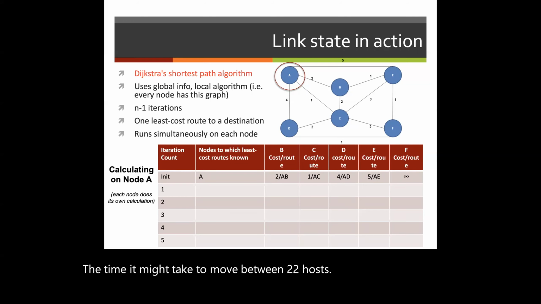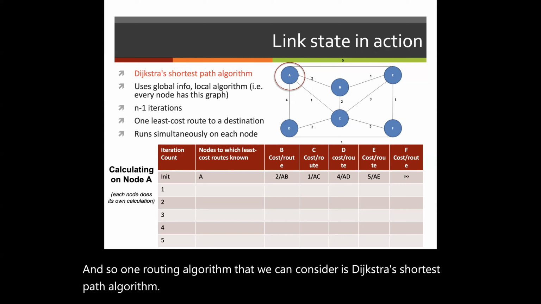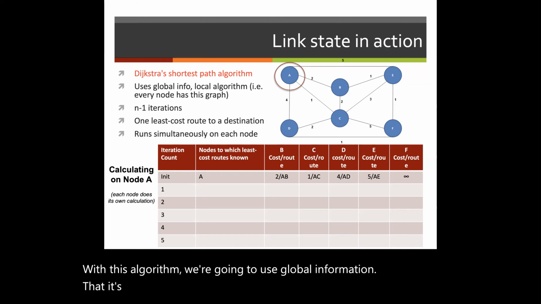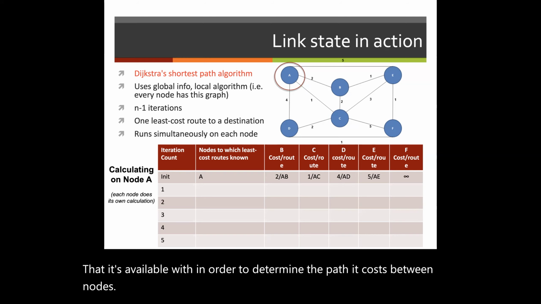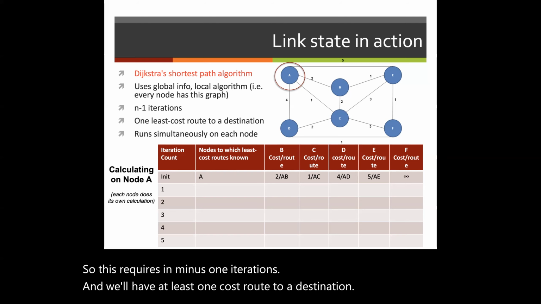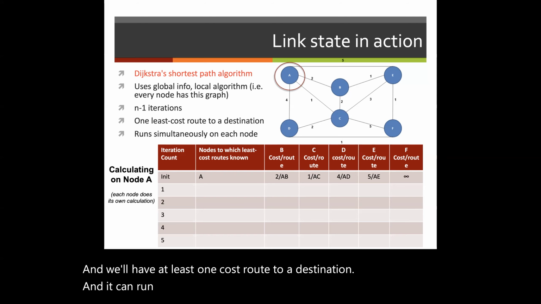So one routing algorithm that we can consider is Dijkstra's shortest path algorithm. With this algorithm, we're going to use the global information that is available in order to determine the path, the cost between nodes. So this requires n-1 iterations, and we'll have at least one cost route to a destination. And it can run simultaneously on each node.